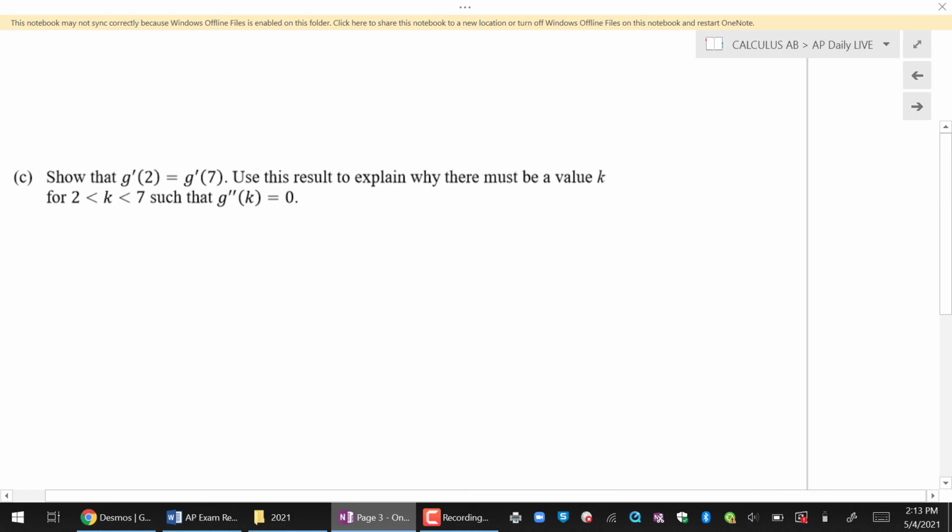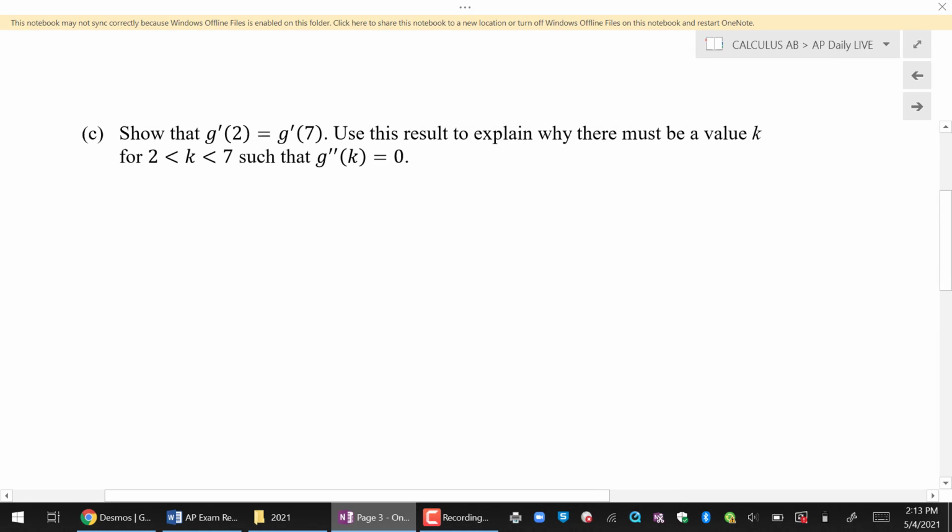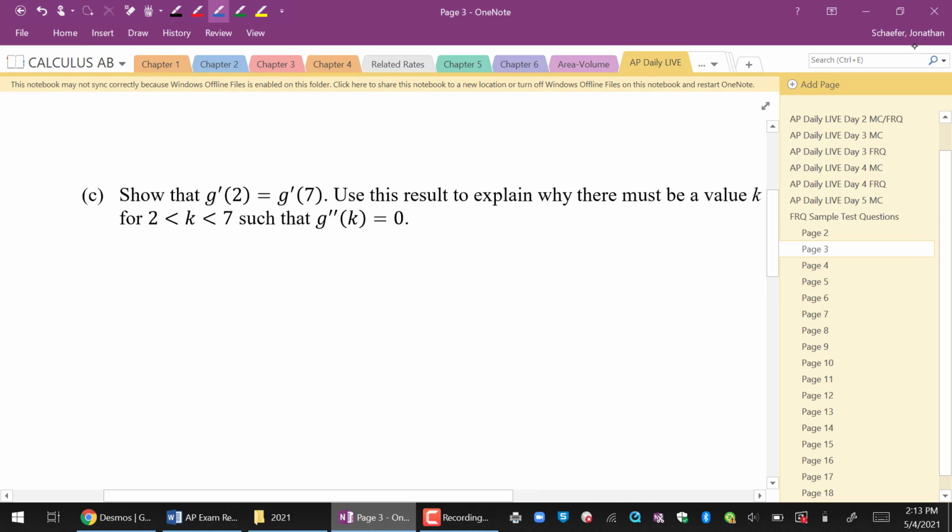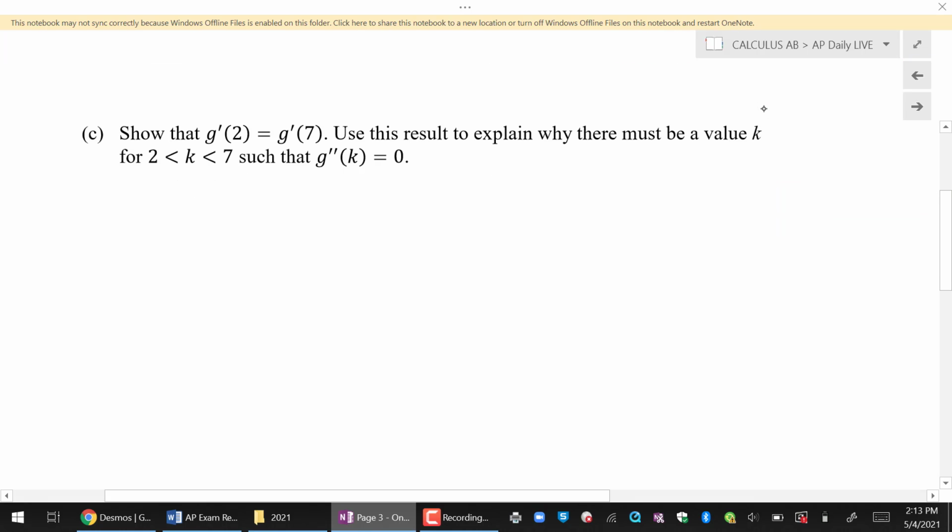Letter C, next part of this problem here, says to show that g prime of 2 is equal to g prime of 7, and then to use that result to explain why there must be a value k, such that g double prime of k is equal to 0. So kind of a lot going on here. Let's just sort of tackle this at the beginning.